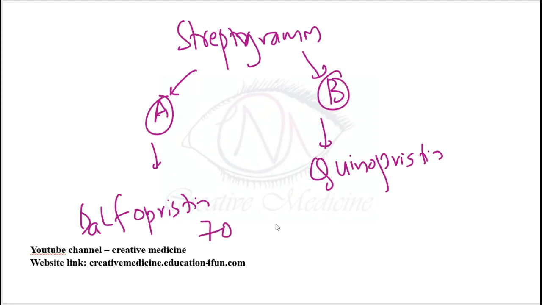These are in the ratio of 70:30. 70% dalfopristin and 30% quinupristin are there. So this 70% dalfopristin with the 30% quinupristin together, we call it pristinamycin. What is pristinamycin?